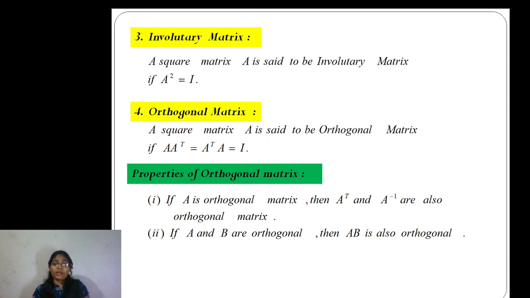ওকে, প্রপার্টিজ অফ অর্থোগোনাল ম্যাট্রিক্স, কিছু প্রপার্টি আছে যেগুলো আমাদের জানতে হবে। If A is orthogonal matrix, যদি এটা অর্থোগোনাল ম্যাট্রিক্স হয় তাহলে A ট্রান্সপোজ এবং A ইনভার্স আর অলসো অর্থোগোনাল ম্যাট্রিক্স হবে। Next, if capital A and capital B are orthogonal then capital AB is also orthogonal, okay.